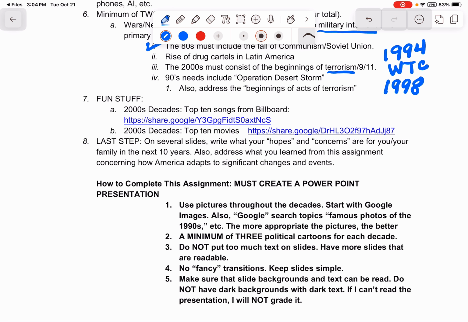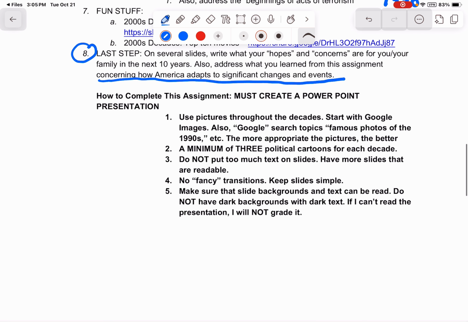And then the last step, and I consider it maybe the most important step in many ways. On several slides, you're to write your hopes and concerns for you and your family in the next 10 years, when you will, believe it or not, be 26, 27 years old. Many of you will be married. Many of you will have children. What did you learn from this assignment concerning how America reacts and adapts to significant changes and events? Now, all of this is going to be put together in a PowerPoint.